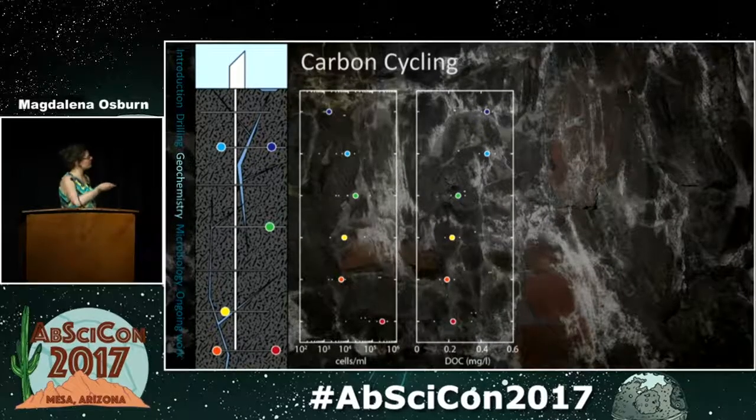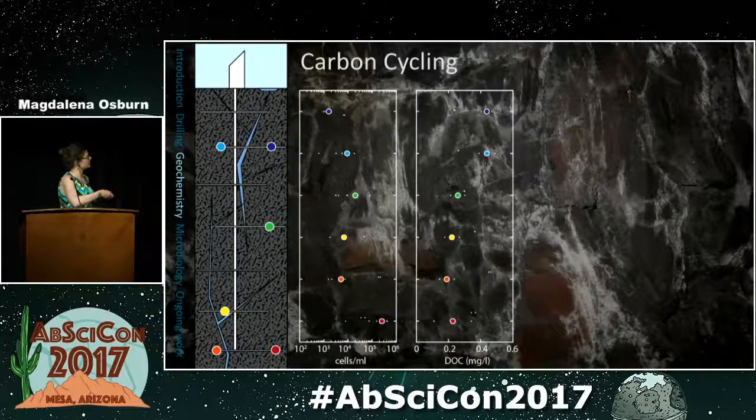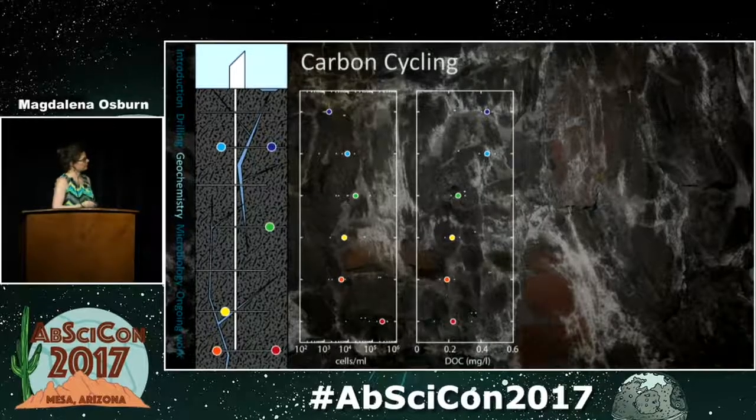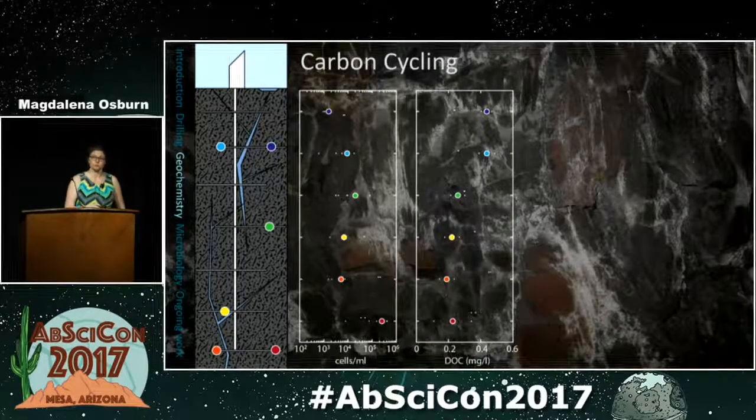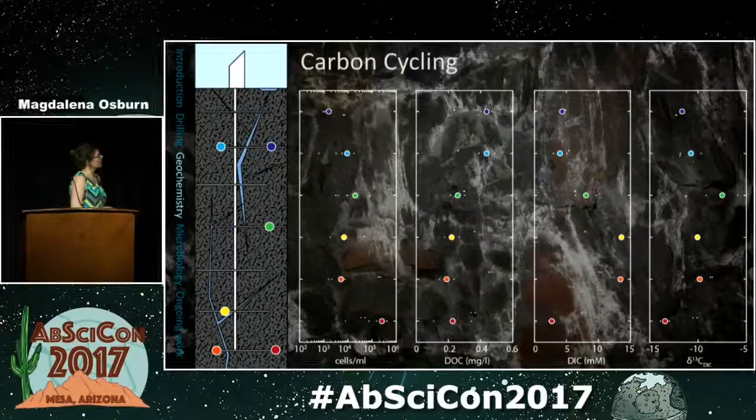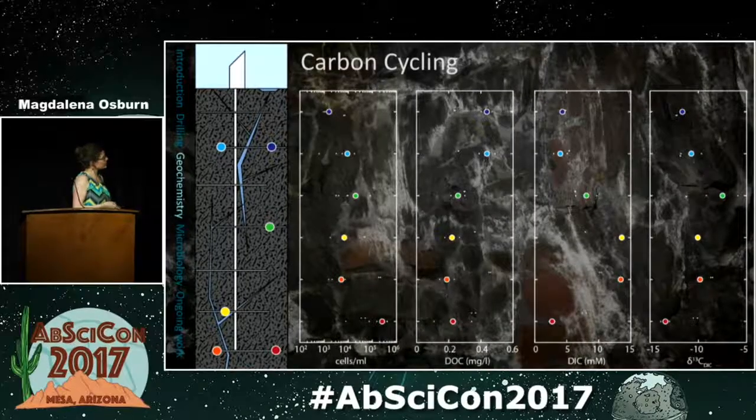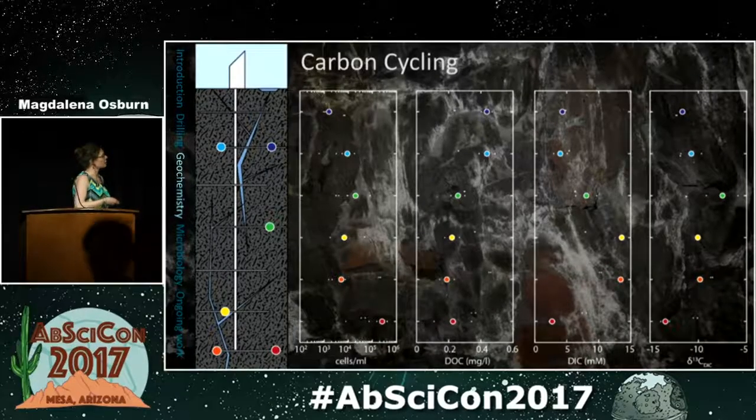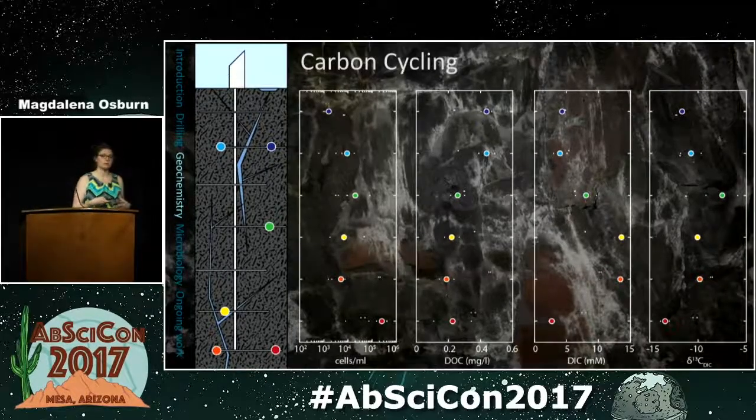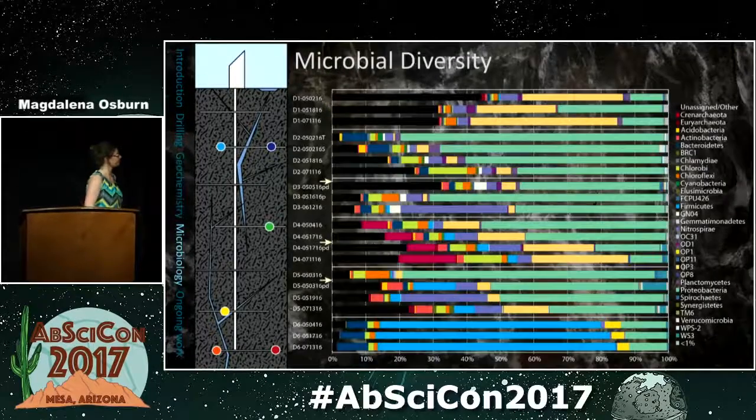In DOC, we have a decreasing gradient from the surface to deep, potentially thinking about long-term carbon usage within the crust. DIC is a little interesting, so this probably is varying based on the interactions with rocks, and then the isotopes of DIC are showing potentially some closed system carbon cycling behavior. These numbers are much lower than you might expect.